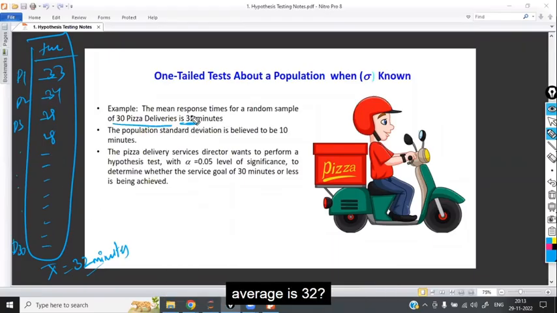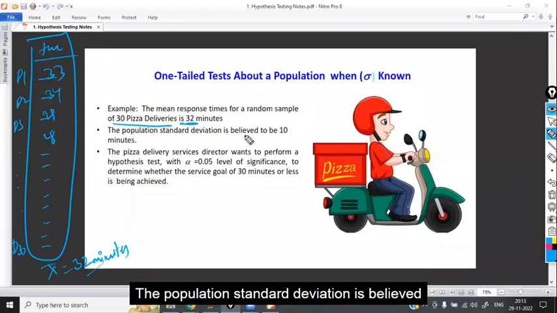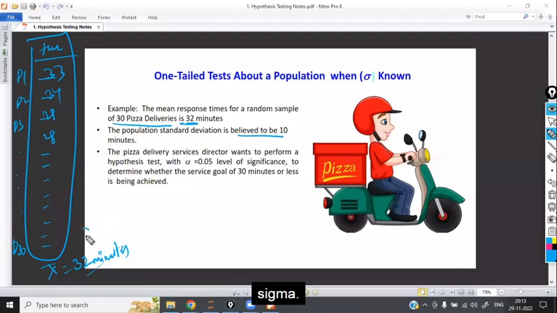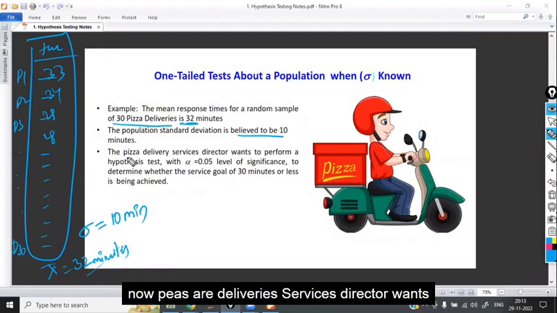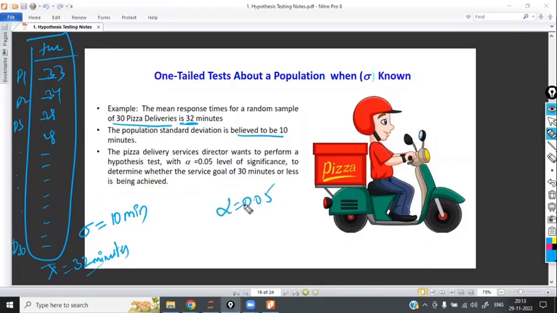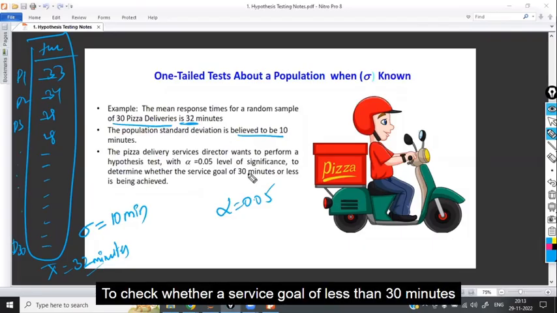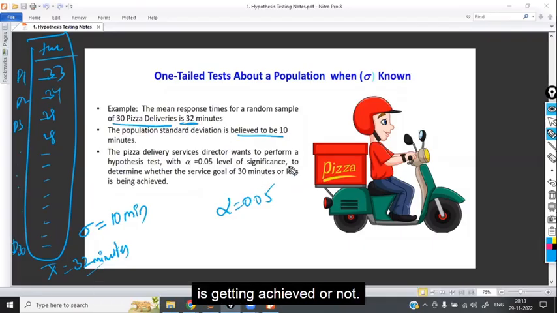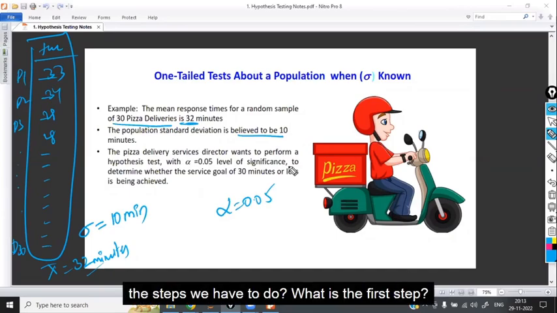The average is 32. The population standard deviation is believed to be 10 minutes. Population standard deviation is sigma of 10 minutes. Now, the pizza delivery service director wants to perform a hypothesis test with alpha of 0.05 to check whether a service goal of less than 30 minutes is being achieved or not. This is the question. Now, first, what are the steps we have to do?